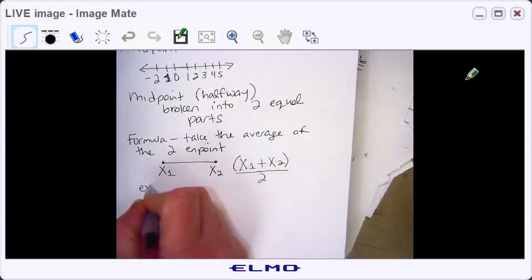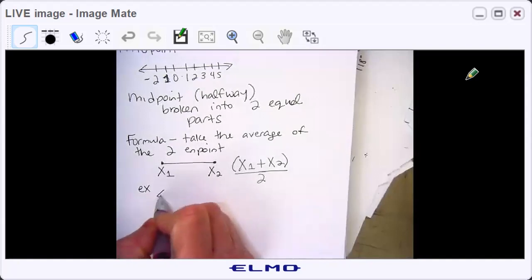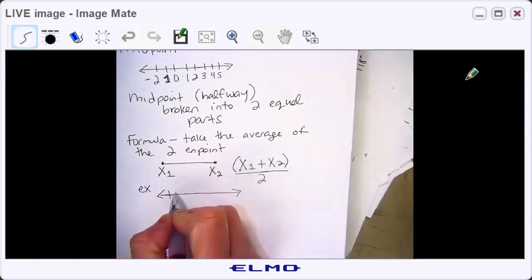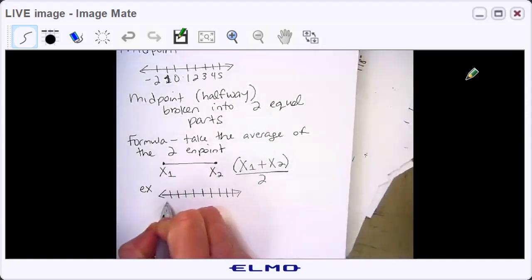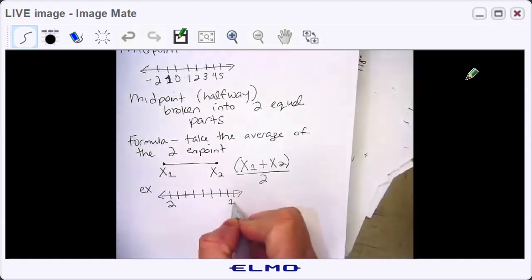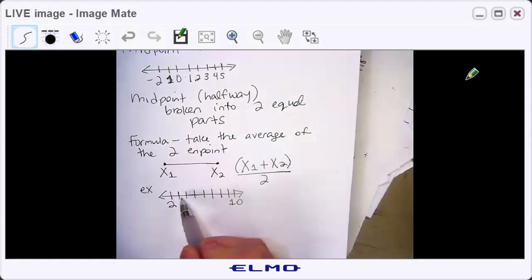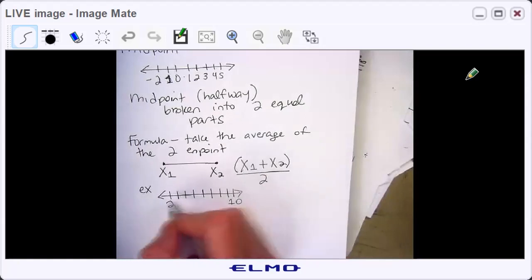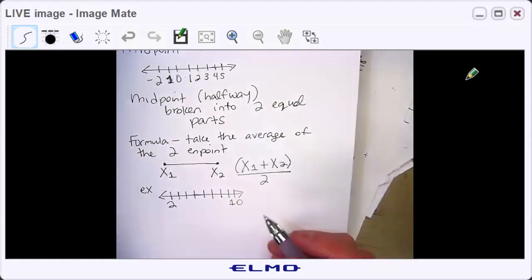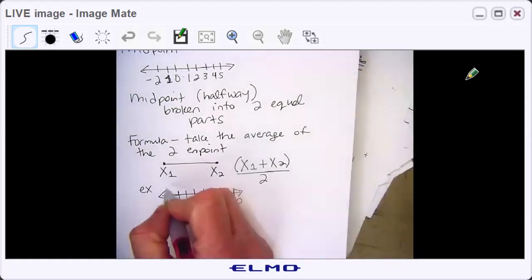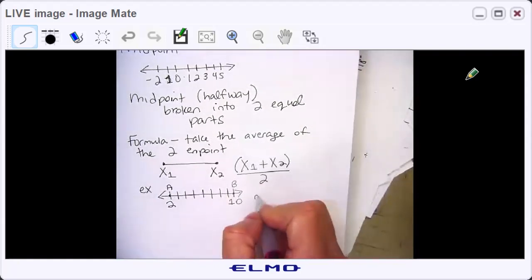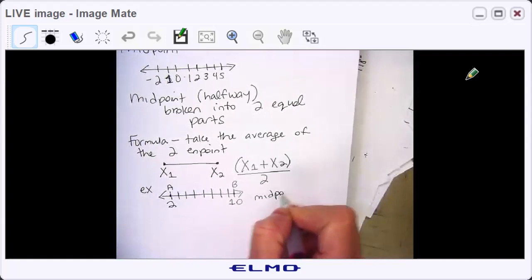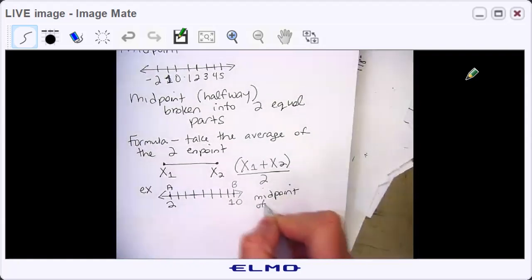So here would be an example. If I take the number line starting at 2 and going to 10, and if they don't tell you any different, you can just assume these are single marks in here, and they won't always fill in all the marks in between. Let's call this point A and point B, and let's say I want the midpoint of AB.